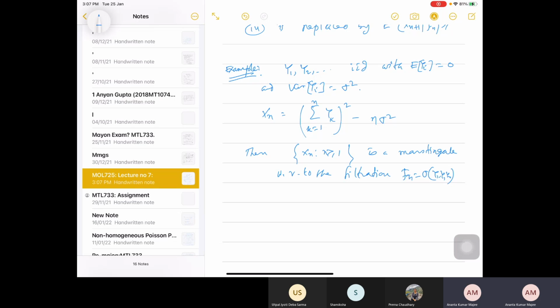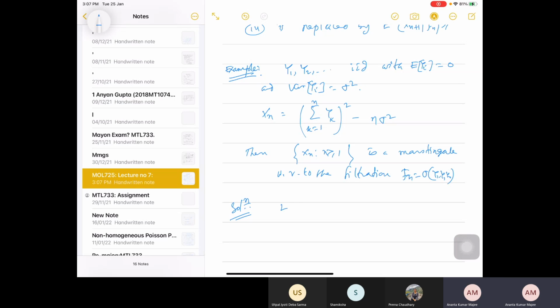Okay, let us check whether it is a martingale or not. First of all, X_n is adapted, because each Y_i is F_i adapted, since the sigma algebra is generated by Y1 up to Y_n, and hence X_n is F_n adapted, because n sigma squared is a constant. Constant means it is not random, hence it is adapted to all the filtrations. Second is the integrability condition.